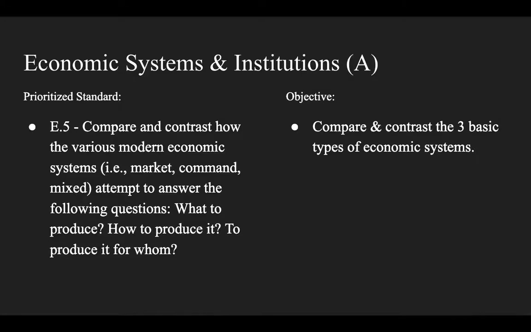Hello, this is the Economic Systems and Institutions Section A lecture. Our prioritized standard is Economic Standard 5, and objectively we're going to compare and contrast three basic types of economic systems.